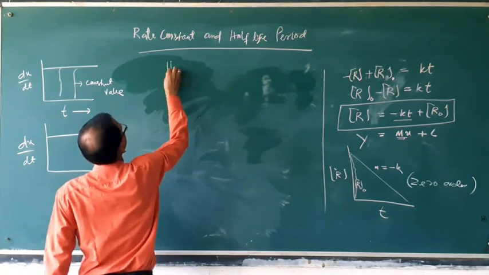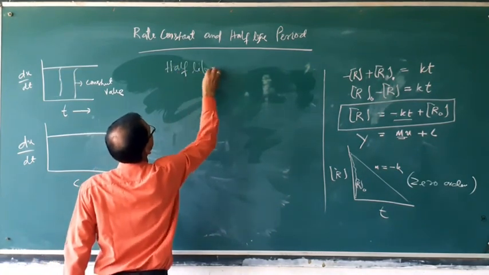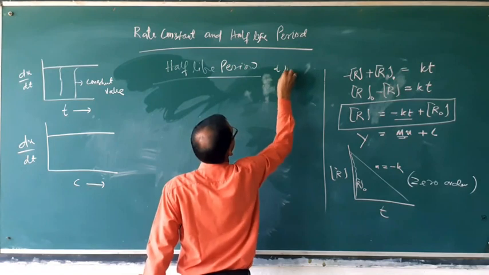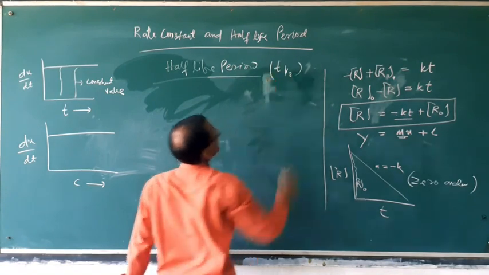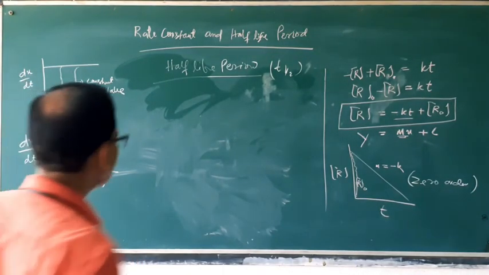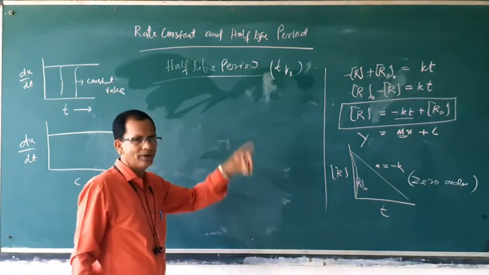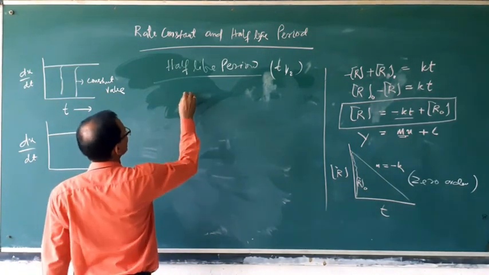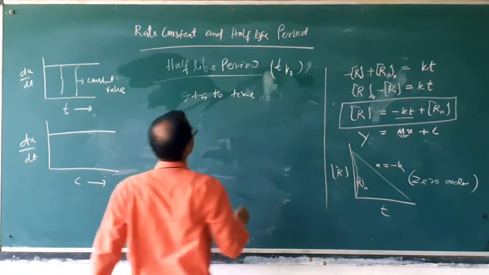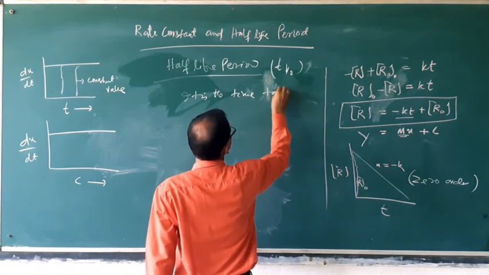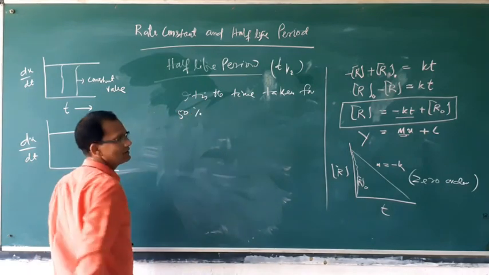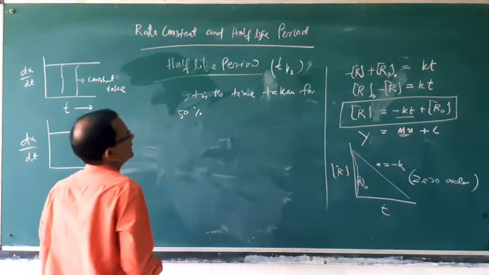Then we come to how this equation will be converted to half-life period. We know half-life period. What is half-life? The representation of half-life is t half, t1/2. What is half-life period? Half-life period is the time taken for 50% reaction.